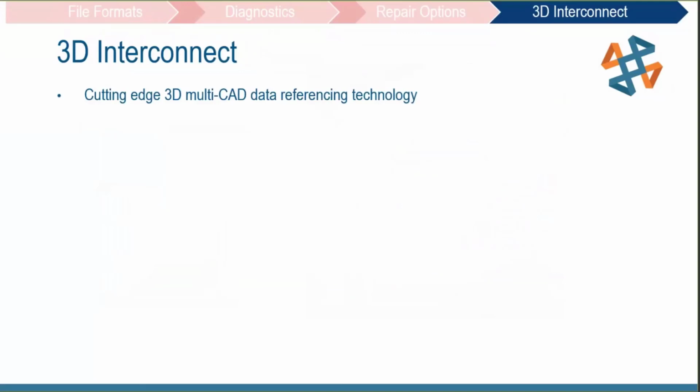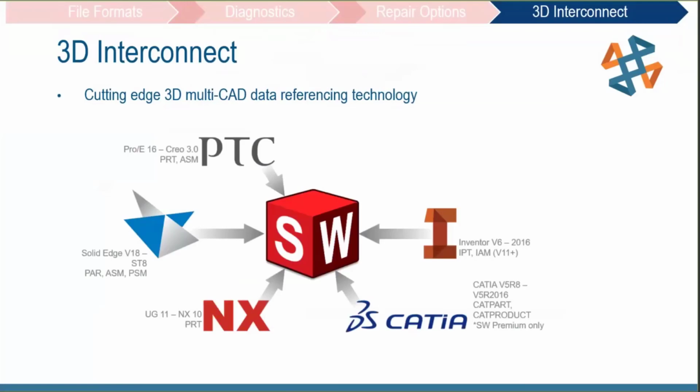So now switching to something that's a little bit more, I guess, technical, a little bit more advanced, is 3D Interconnect. So it's a cutting-edge 3D multi-CAD data referencing technology. And what does that mean? Well, instead of just doing an import of files, it actually can maintain a reference to that non-SolidWorks file type. So it can work with multiple systems, and again, not an import. However, it maintains a link so that if that Inventor file were to get changed or updated, or a Creo file, you get a new version of it from a supplier, that assembly can actually update and reflect that.